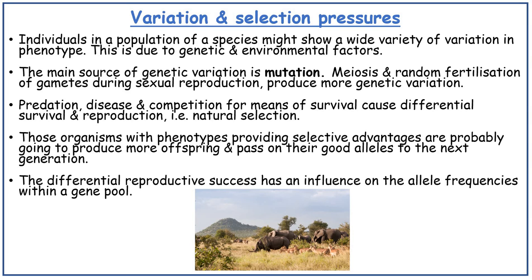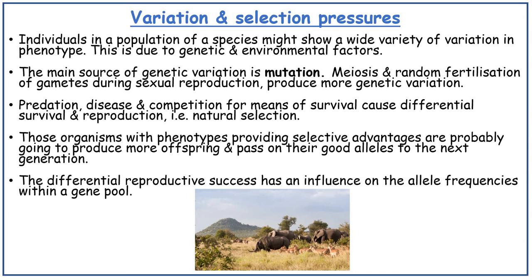Individuals in a population of a species might show a wide variety of variation in phenotype. This is due to genetic and environmental factors. The main source of genetic variation is mutation. Meiosis and random fertilisation of gametes during sexual reproduction produce more genetic variation.